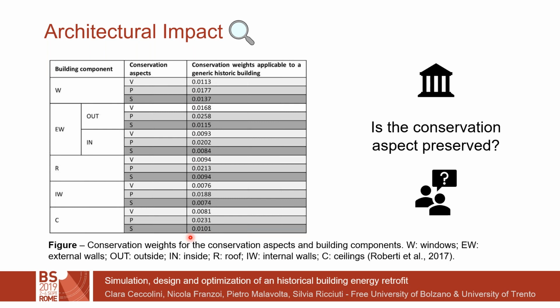So, to recap, to compute the conservation score, hence to quantify the architectural impact of an energy efficiency measure, we need 3 ingredients: identify our case study building, get us the table with the conservation weights, call on a team of local conservation experts. Considering the insufficient knowledge of the case study building, it was not possible to compute the conservation score for this palace.